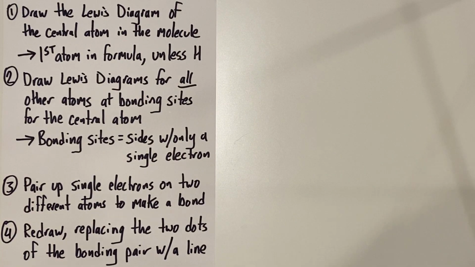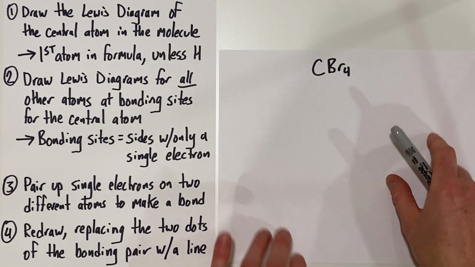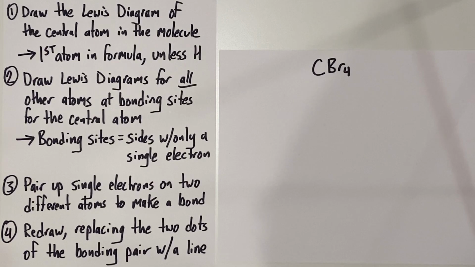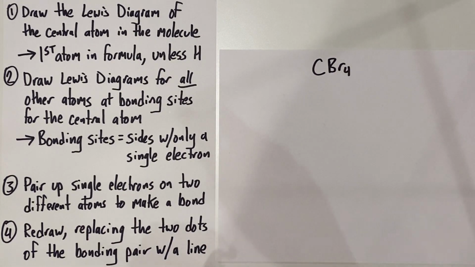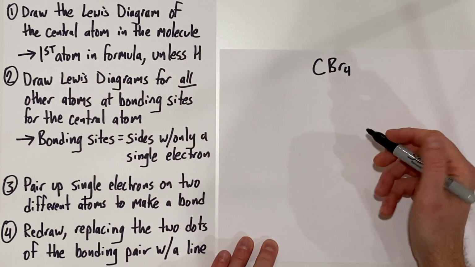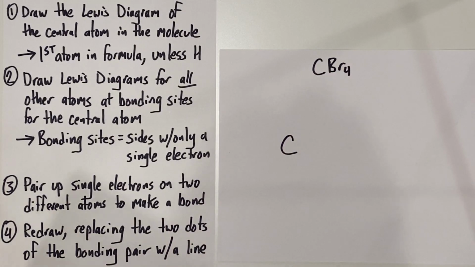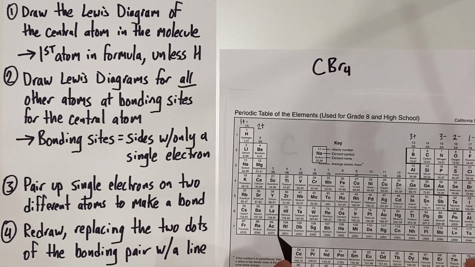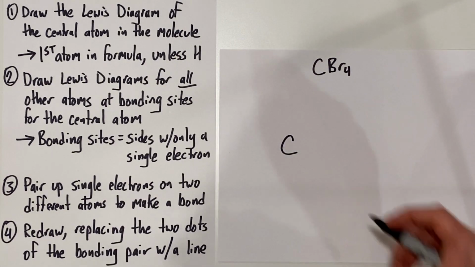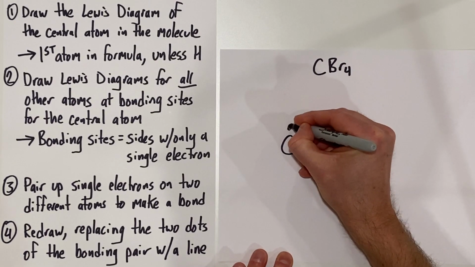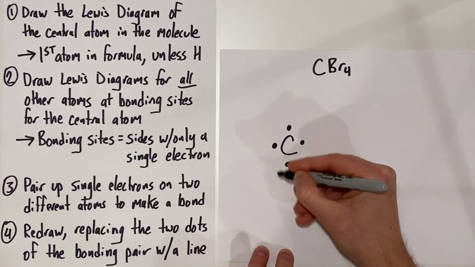Let's go on to our next example, which is CBr4. We're going to follow the same process. First things first, drawing the Lewis dot diagram of the central atom in the molecule. That's going to be carbon because it's the first atom in the formula, and we don't have a hydrogen here. So here's carbon. Let's bring out our periodic table to figure out how many valence electrons we should be drawing. Carbon, group 14, so that's going to be 4 valence electrons. Draw them in a clockwise formation: 1, 2, 3, 4. I don't get to double up.